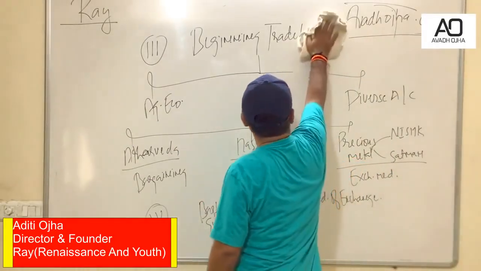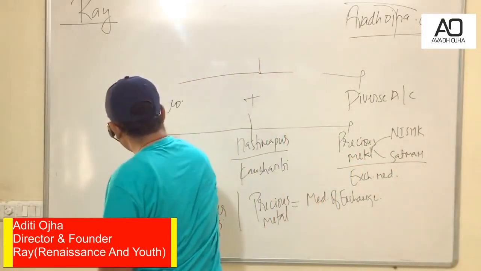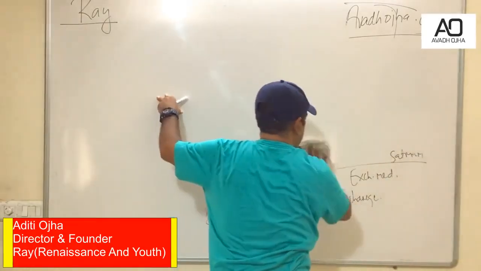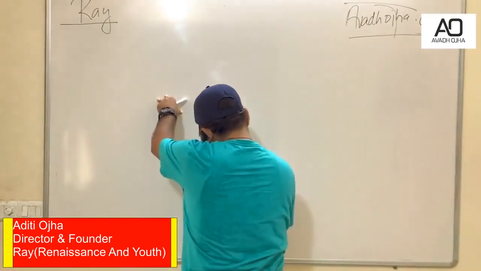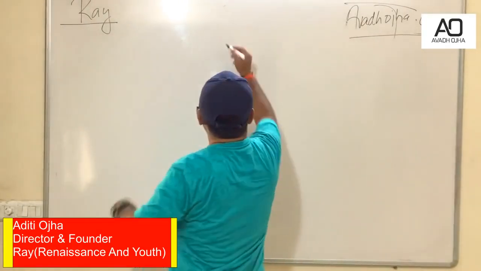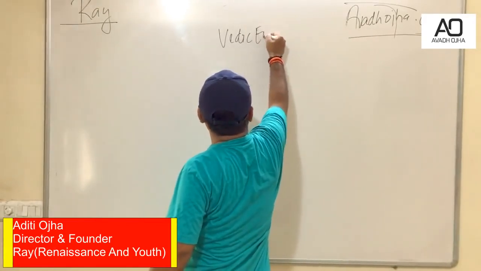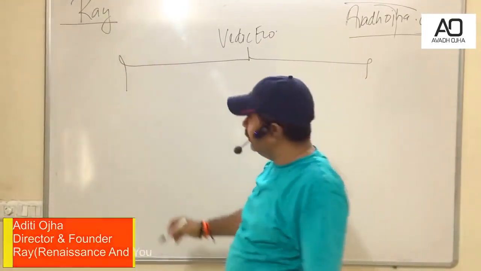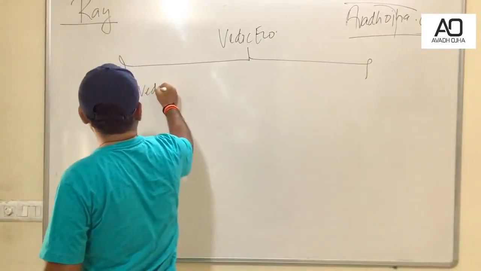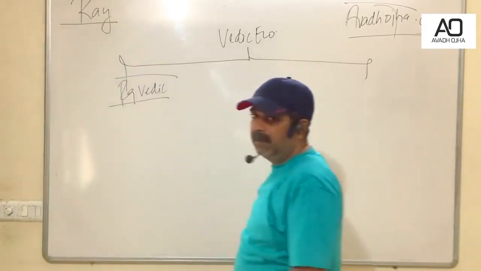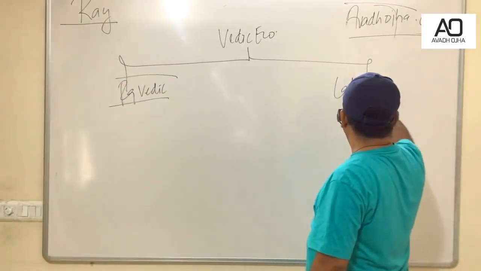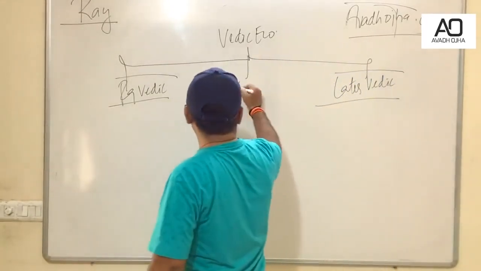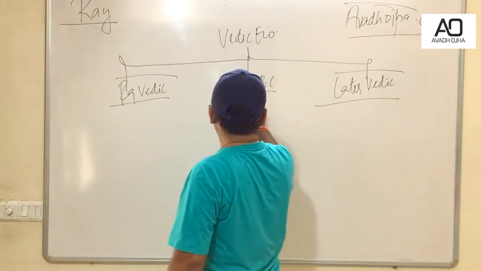Economy. Later Vedic, Rigveda. So Vedic economy. Finally, this diagram. Rigvedic economy. Later Vedic economy. What is the turning point? 1000 BC. What? Iron Revolution.